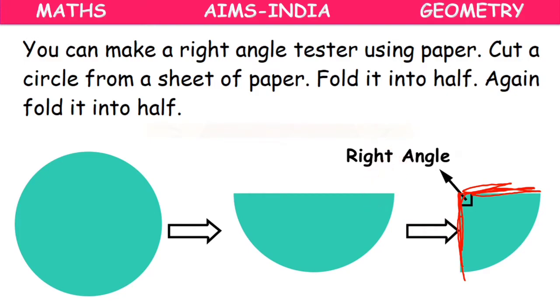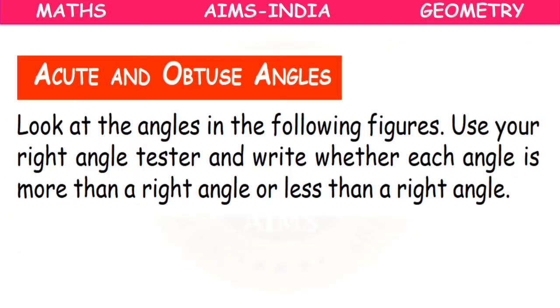Now whenever you have any angle in front of you, you can compare it with this tester. If the given angle is the same as this, then we can say that it is a right angle. If it is not, then it is not a right angle.